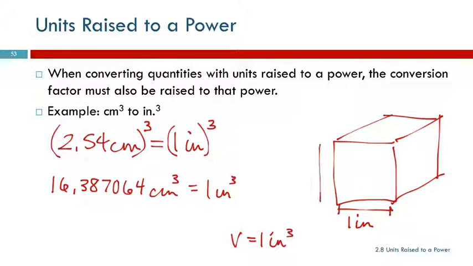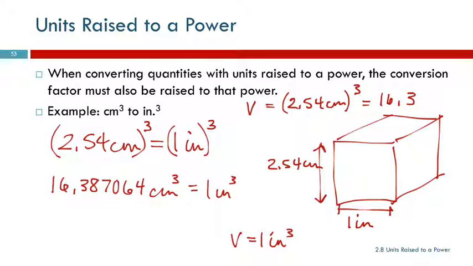Well, 1 inch is equal to 2.54 centimeters. If I calculate the volume in centimeters, the volume is 2.54 centimeters times 2.54 centimeters times 2.54 centimeters. It's the quantity cubed, which is 16.387064 cubic centimeters. You have to cube the number when you cube the unit. Okay?